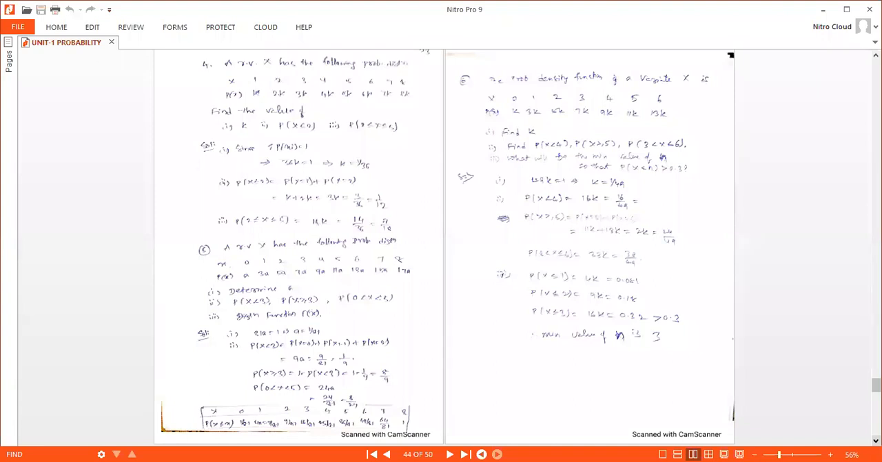Next one, probability of X less than 4. Probability of X less than 4 equal to the values up to 3 we need to consider. So that is probability of X equal to 0 plus probability of X equal to 1 plus probability of X equal to 2 plus probability of X equal to 3. K plus 3k plus 5k plus 7k, that is 16k. That is equal to 16 by 49.